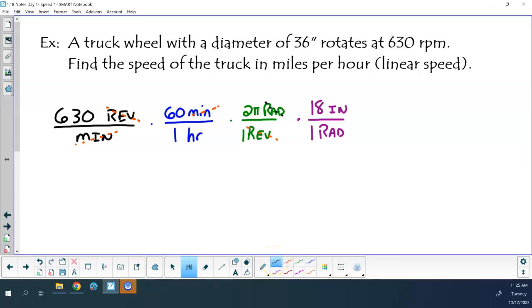Now I'm in inches per hour. Now we can convert inches to miles. 12 inches is 1 foot. I'm in feet per hour. I want to be in miles per hour. So 5,280 feet is 1 mile.